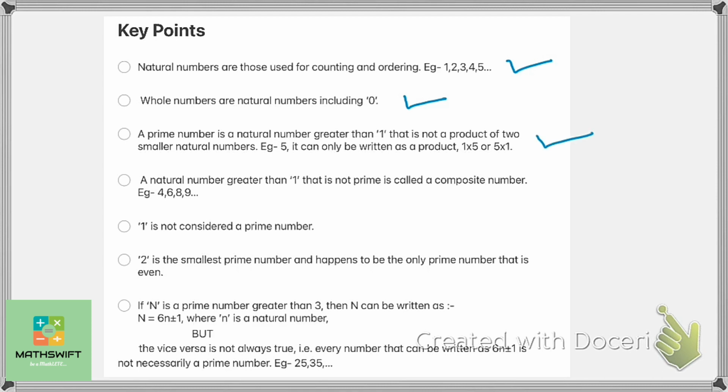And all those natural numbers greater than 1 that are not prime are called composite numbers. Example 4, 6, 8, 9.